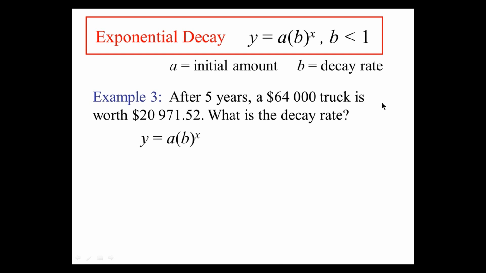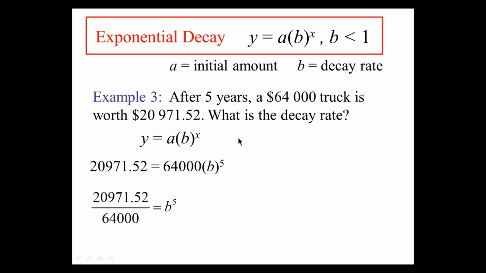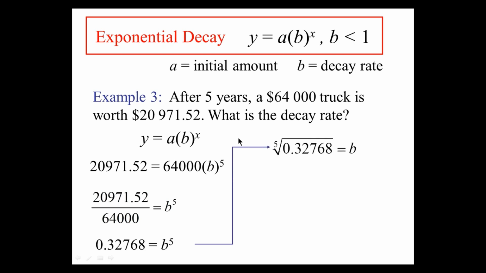Well, to get it, we'll take our form and we'll plug into our form. The initial amount being 64,000, and the amount after 5 years, so that's why x becomes 5, the amount after 5 years is this number, given the value is 20,971.52 after 5 years. Plug it into the form and do the math and figure out b. I'll divide both sides by 64,000. I'll take a calculator and get that decimal. And then I'll take the fifth root of both sides. So that's how this is solved. We take the fifth root of both sides. When we take the fifth root of b to the fifth, we get b. And of course, we'll have to take the fifth root of the other side as well on a calculator.